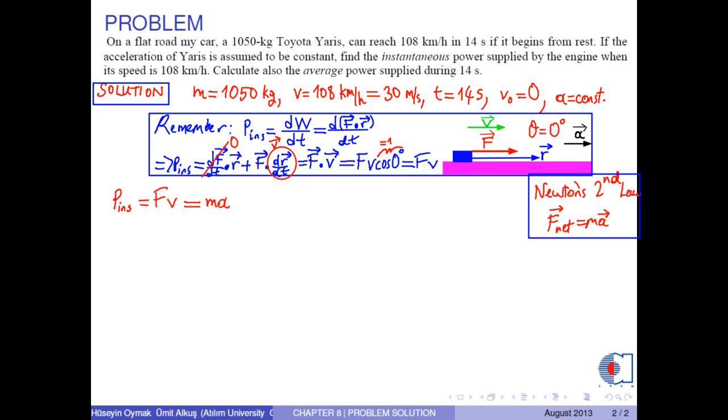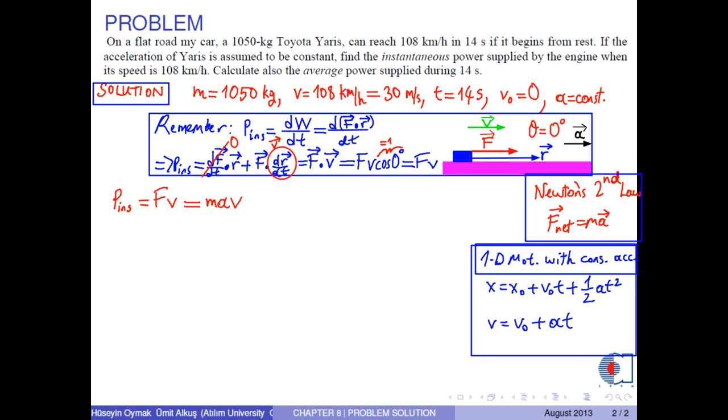From Newton's second law, we have F equals M times A. Since this is an example of one-dimensional motion, we can find the final speed by this formula. The initial speed V0 is 0, so A becomes V over T. If we rearrange the formula, we obtain M times V squared over T.